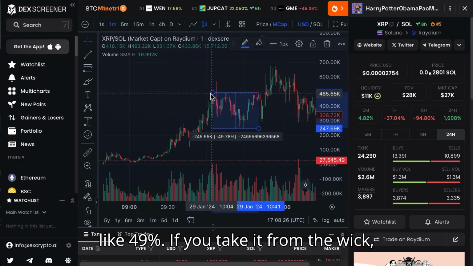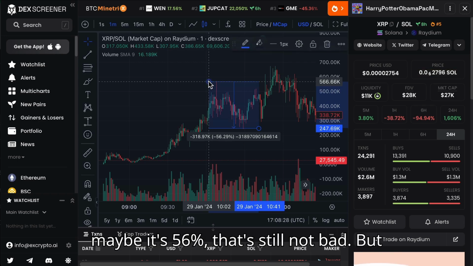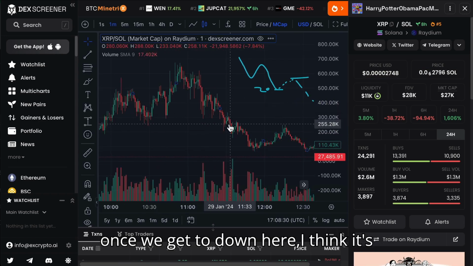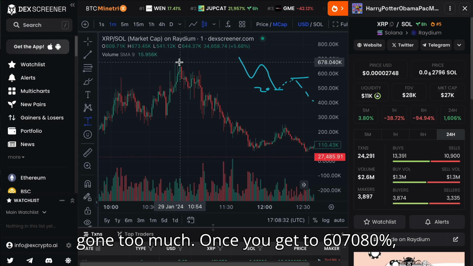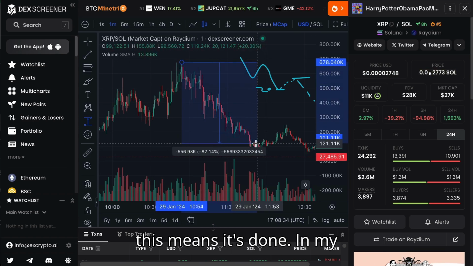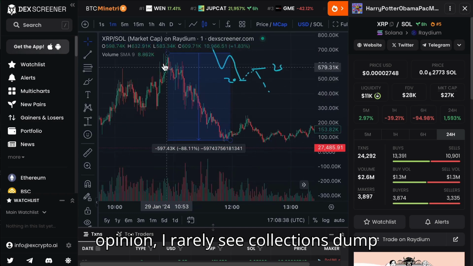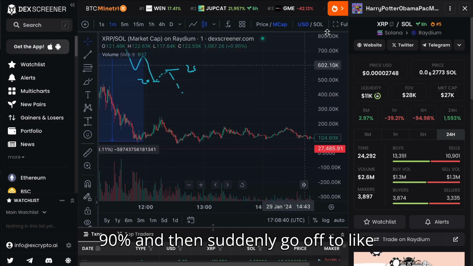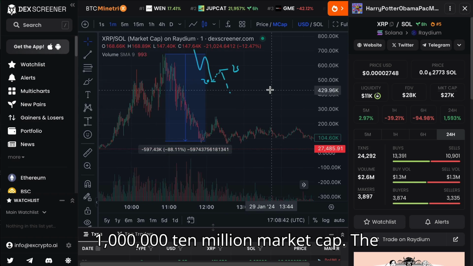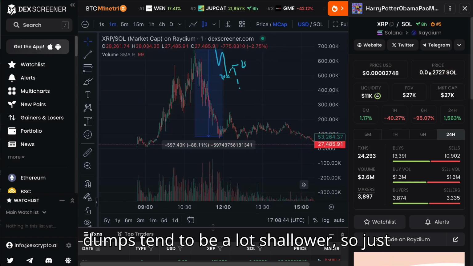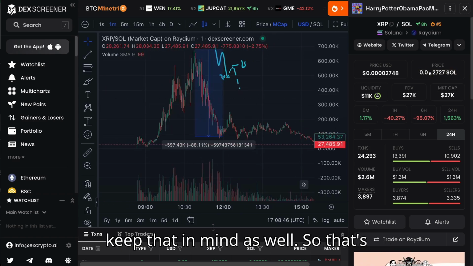And you got like 49%. If you take it from the wick, maybe it's 56%. That's still not bad. But once we get down here, I think it's gone too much. Once you get to 60, 70, 80%, this means it's done, in my opinion. I rarely see collections dump 90% and then suddenly go off to like 1 million, 10 million market cap. The dumps tend to be a lot shallower. So just keep that in mind as well.